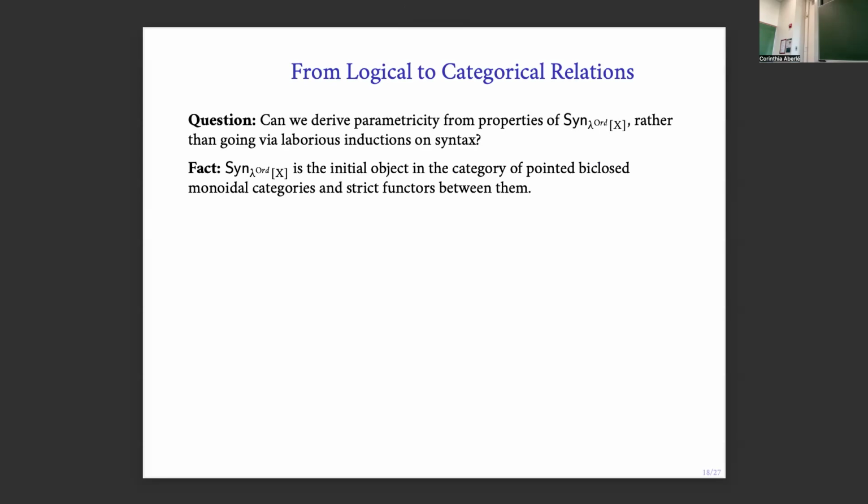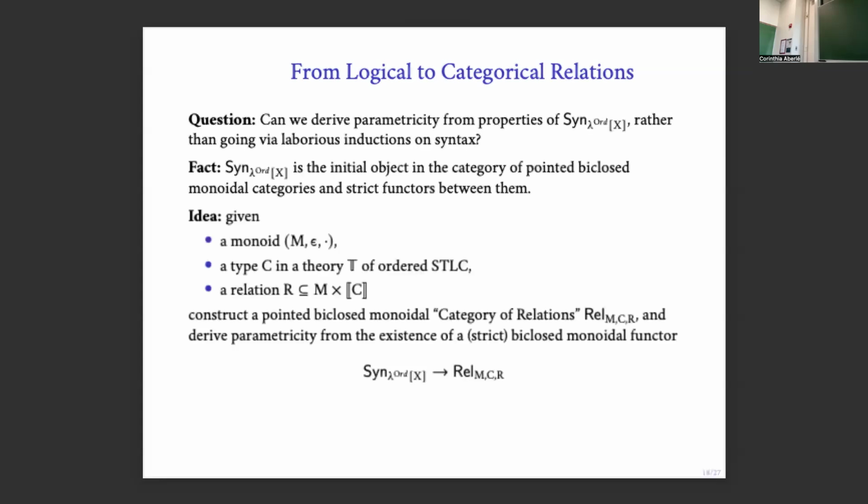And so the key fact we're going to use here is that the syntactic category of lambda X is the initial object in the category of pointed biclosed monoidal categories. And that just means biclosed monoidal categories with a designated object, and then functors between them that have to preserve those choices of objects. And again, strict functors between those.